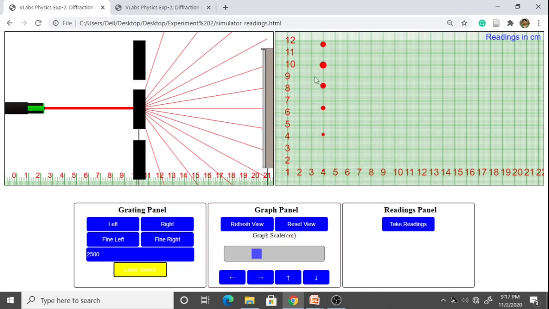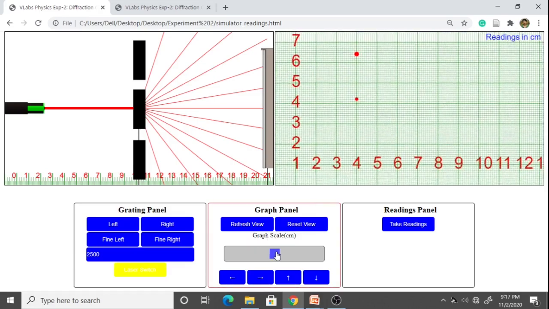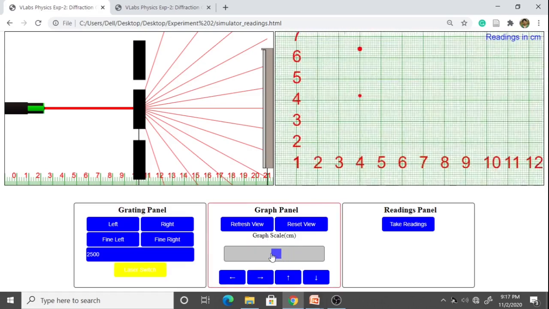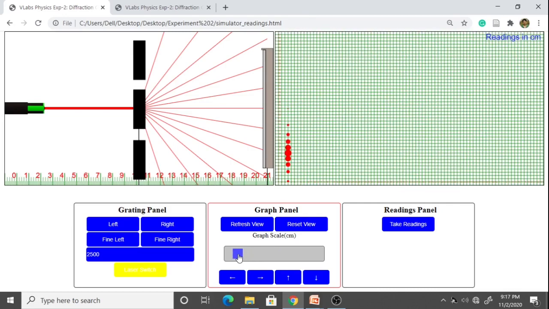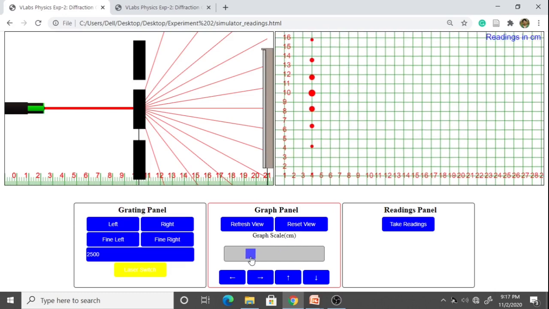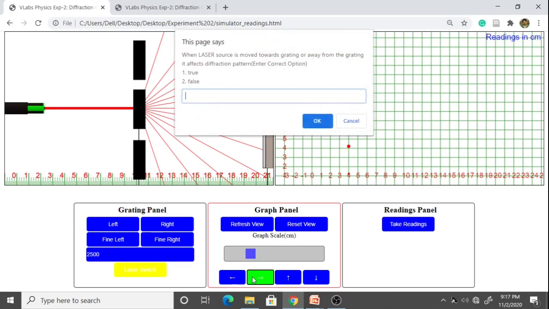So if I am not able to see all the diffracted spots, what I can do is move this slider to get a better resolution, and if I wish to see all of them on the screen, I can reduce this, and I can move this pattern to the left side or right side.